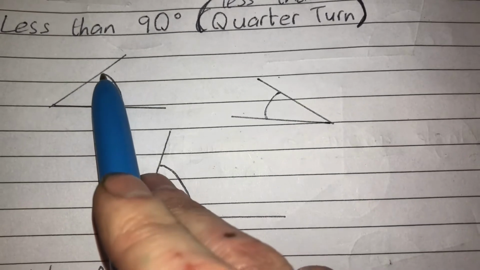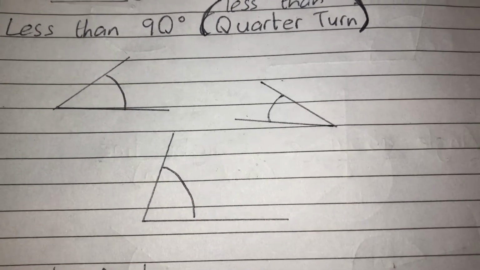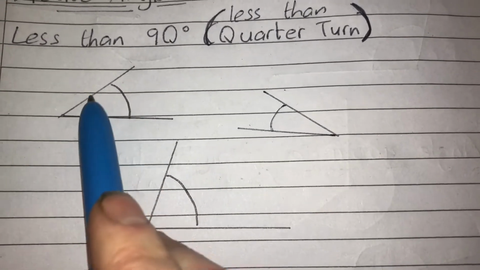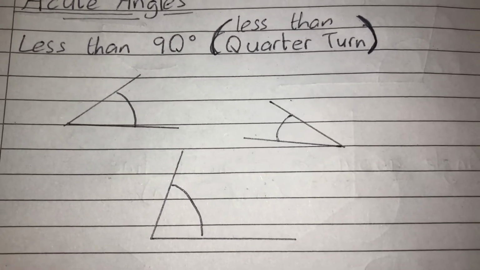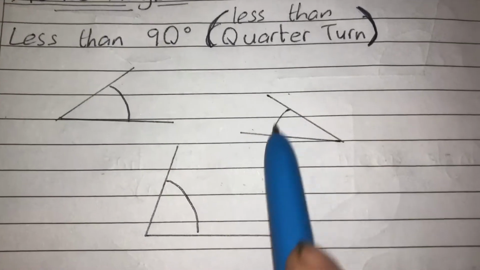And another thing to point out is that the angle is indicated by the arc of the circle. So it's not this angle around here, it's this angle here we're looking at, that's indicated by the arc of the circle in each of these.